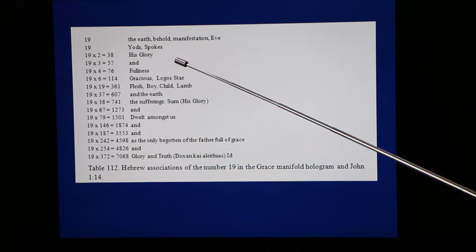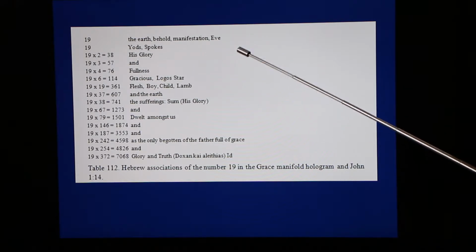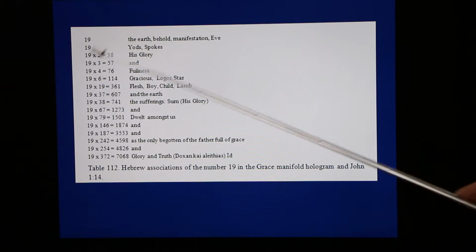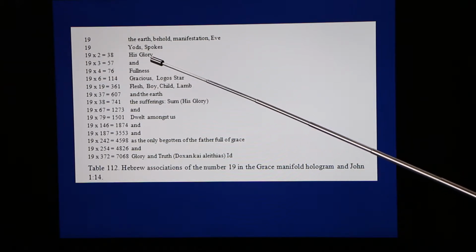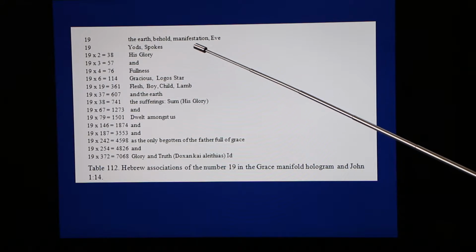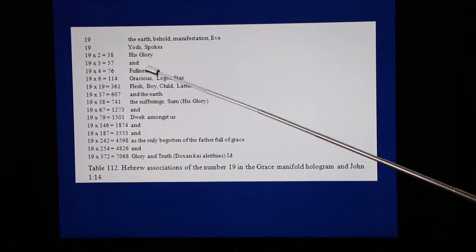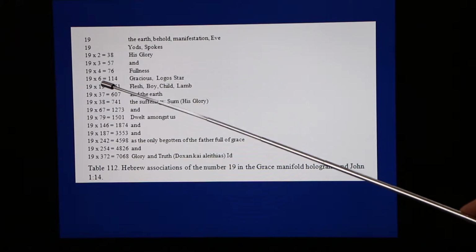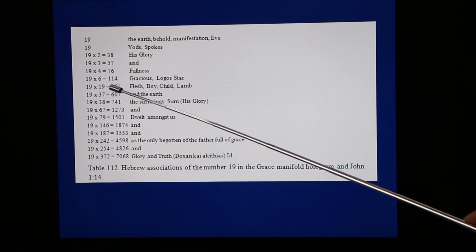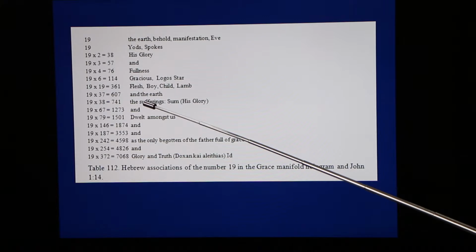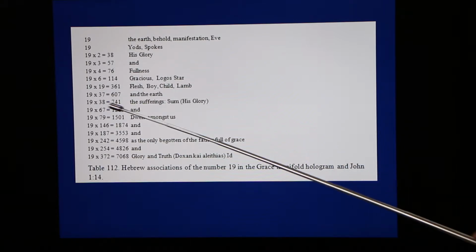I told you about 19. 19 is the earth, behold, manifestation, and Eve. And its value, as we said, was 100. But it's also the hexagon. It is also yods, or Y's and spokes. Times 2 is 38, means his glory. Times 3 means and. Times 4 means fullness. Times 6 is gracious, or logos star. 19 times 19 means flesh, boy, child, or lamb.